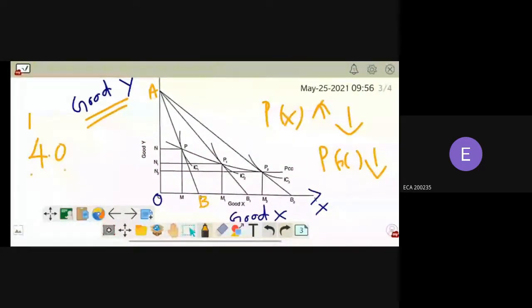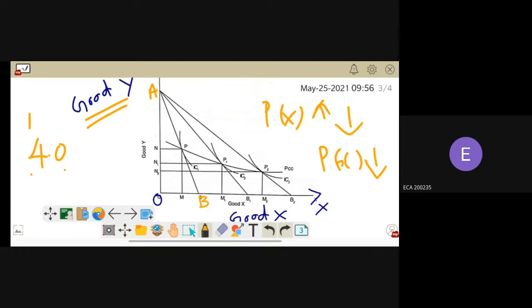But can he increase the quantity that he usually buys of good Y? No, he cannot increase the quantity of good Y because there is no change in the price of good Y and there is no change in the income. So he will be buying the same units of good Y if he spends all his income on good Y. That is OA.